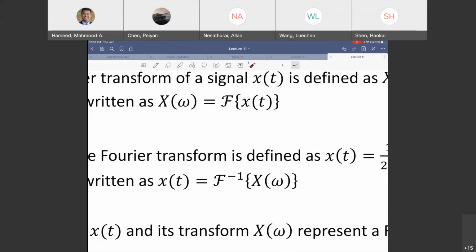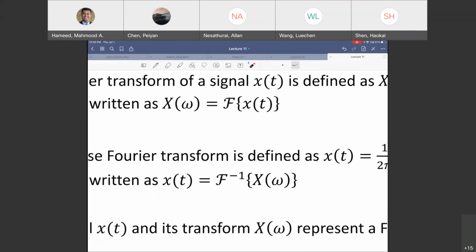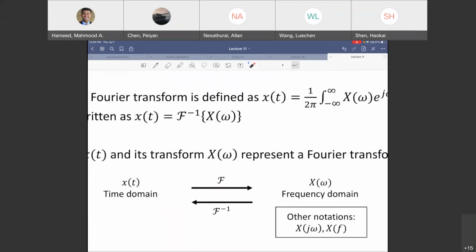Capital letters for frequency domain information, small letters for time domain representation. So what do you have here? On the left, you have a time domain signal x of t, right? And as you take the Fourier transform, you get X of omega. If you take the inverse Fourier transform, you get back your time domain. Other representations: X of j omega or X of f.